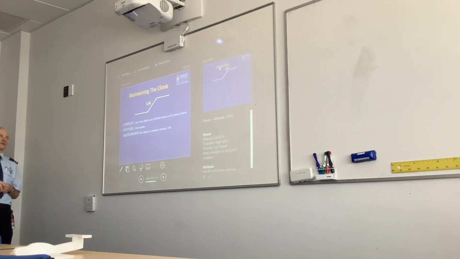We need to keep the aeroplane in balance, check our direction is constant, and keep an eye on the vertical speed indicator just to assess that the climb performance is as expected. And we keep the cycle going, so as soon as we finish checking the instruments, we go right back to the lookout and start again.